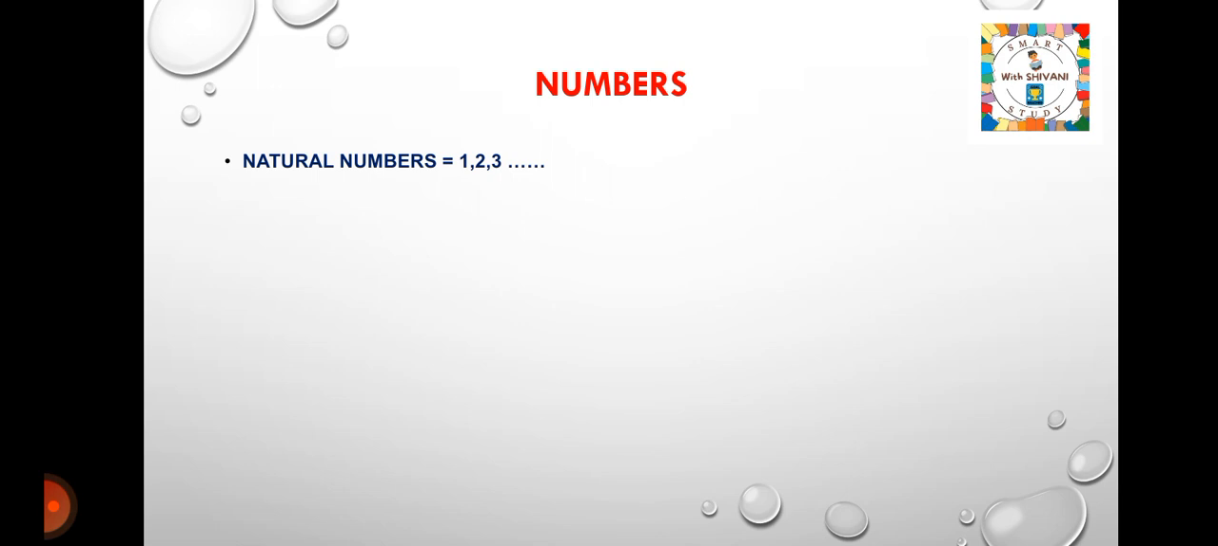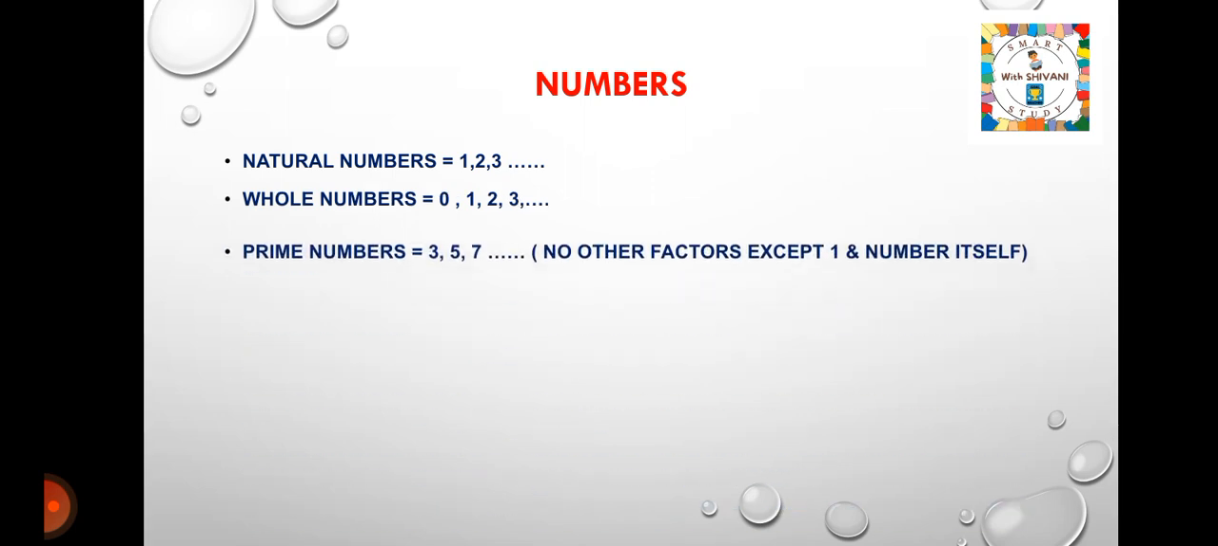Numbers. We have learnt about different types of numbers in our early years. Like natural numbers, they all are the positive integers starting from 1, 2, 3 and so on. Whole numbers, the numbers which include 0 and all the natural numbers are considered as the whole numbers.